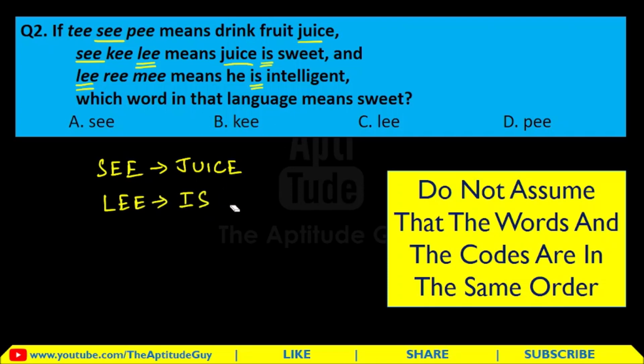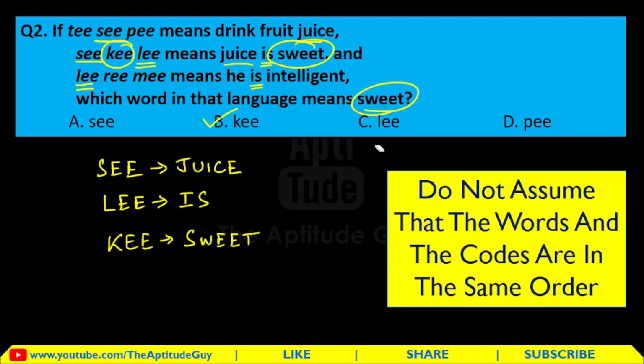Now we don't care about these words, of course. The question is asking us for the word sweet. Now sweet is over here, that's the only thing left out. And in C key Lee, key is the only one left out. So sweet is left out, key is left out. That means key is the code for sweet. And that is why the correct answer is option B, not option C.